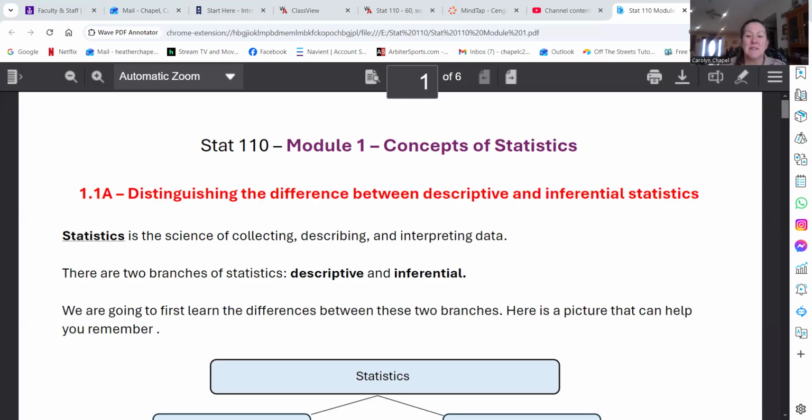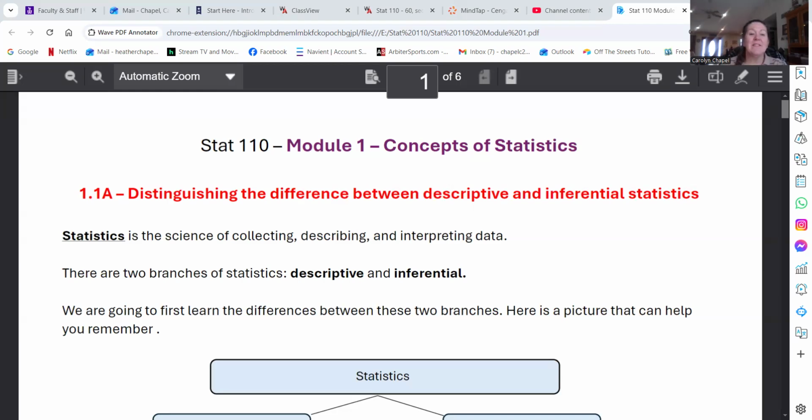Today's video is going to be about some of the terminology that is used in statistics. We are just starting this course, and the first thing we must learn how to do is talk using the same language that statisticians will use. So we're going to go through Module 1, and this is on concepts of statistics.